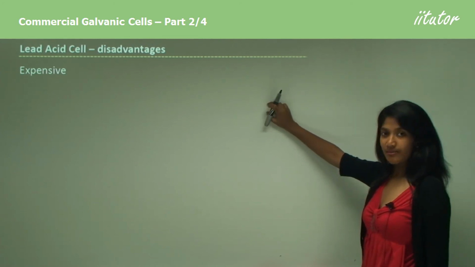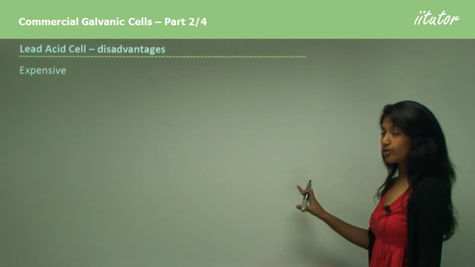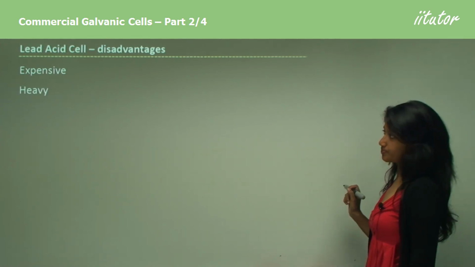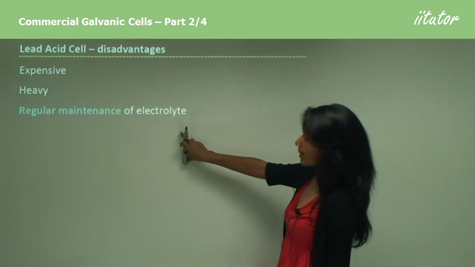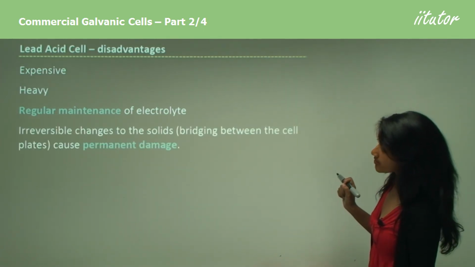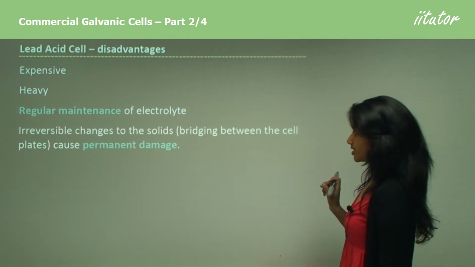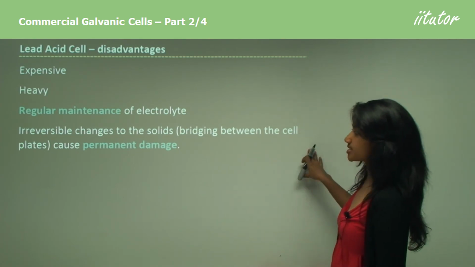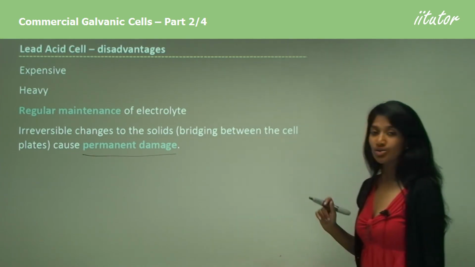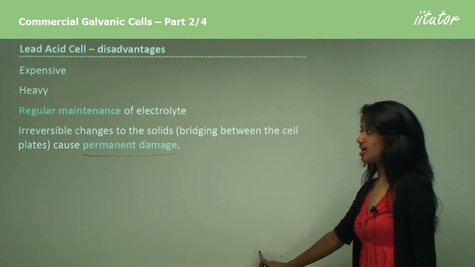It's expensive. Even though it can be used for a long period of time, it is expensive, and it is heavy as well. It needs regular maintenance of the electrolyte, which is sulfuric acid. Irreversible changes to the solids bridging between the cell plates cause permanent damage. So this permanent damage is also a disadvantage in the cell.